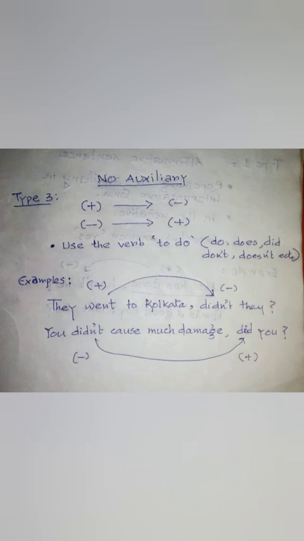Now directly we will go to the examples for better understanding. You see the first example, what is written? Plus to minus. That means the statement already written is affirmative, and that is why we have to make the question tag negative. Now come to the verb. They went to Kolkata. Here only one finite verb, went, is used and it is in past tense. There is no auxiliary. So as there is no auxiliary, we cannot repeat the auxiliary verb. Then we have to use the do verb.